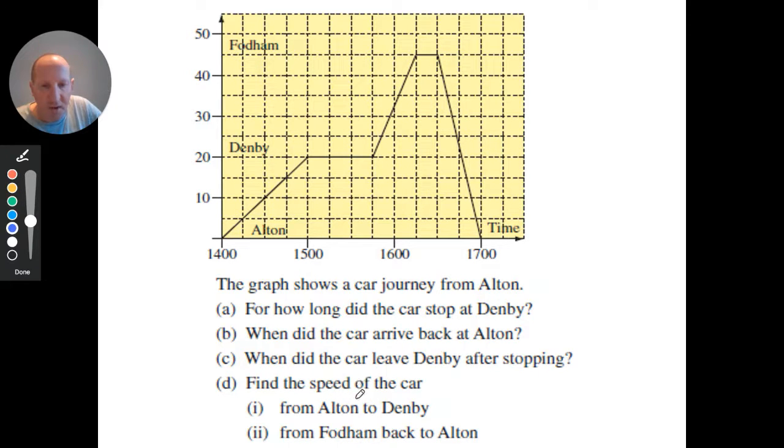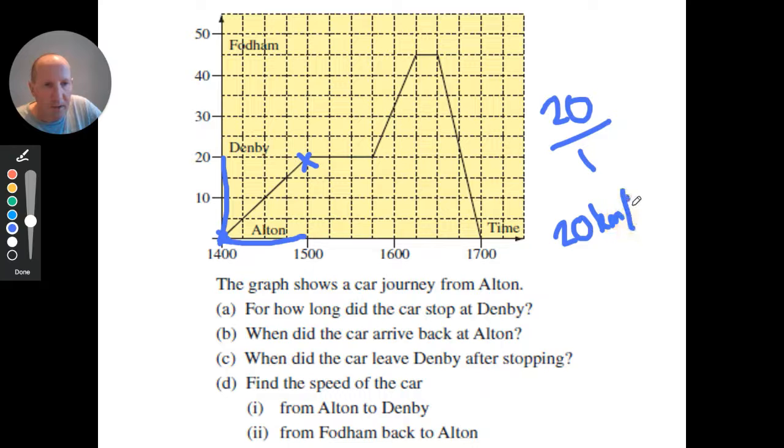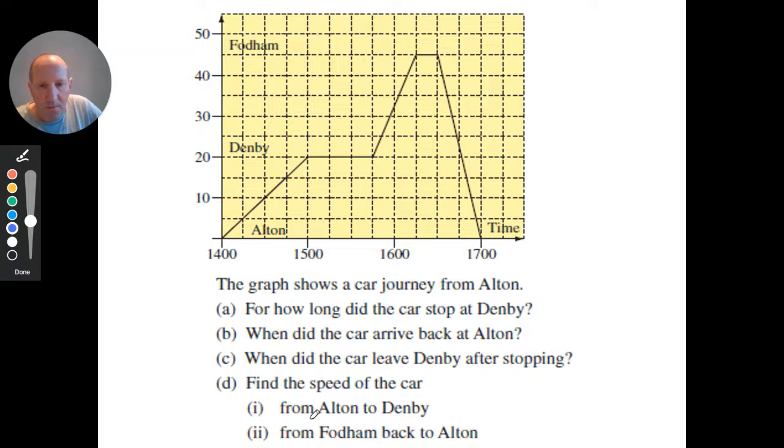Find the speed of the car from Alton to Denby. So from Alton to Denby, the change in y is 20. The change in x is an hour. So I'm doing 20 kilometers divided by 1 hour. So that is 20 kilometers per hour. And that's why we have that slash, because it means divide. Kilometers divided by hours. Now we want to look at Fordham back to Alton.